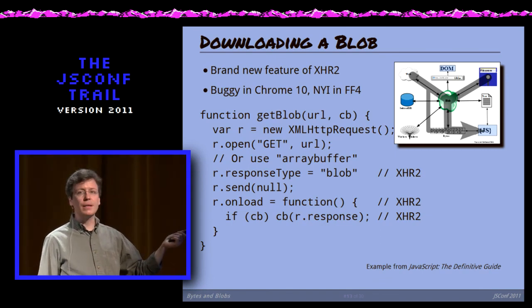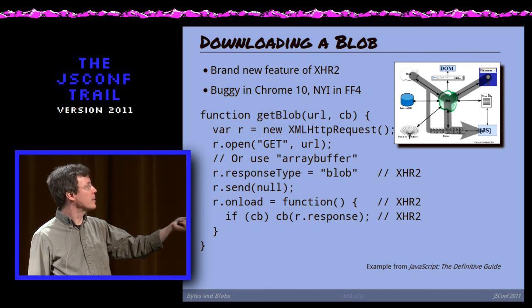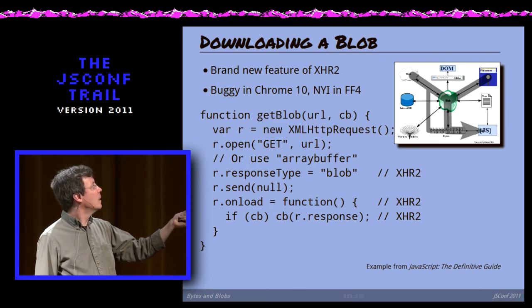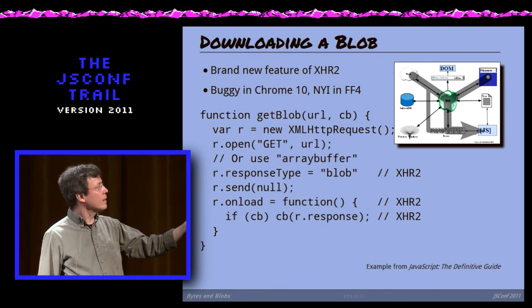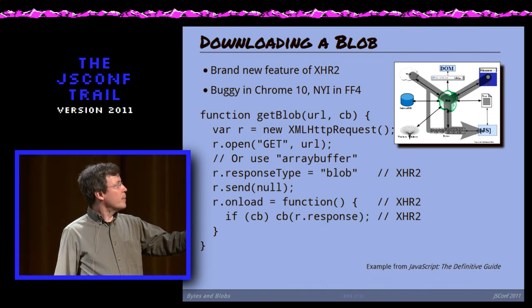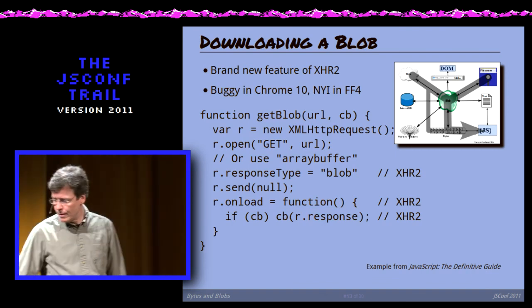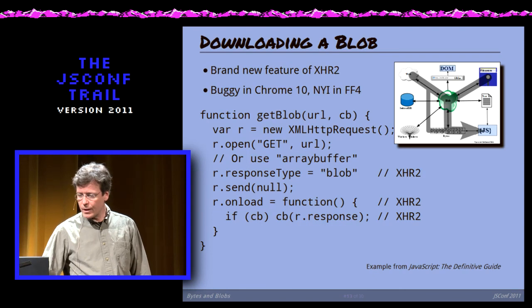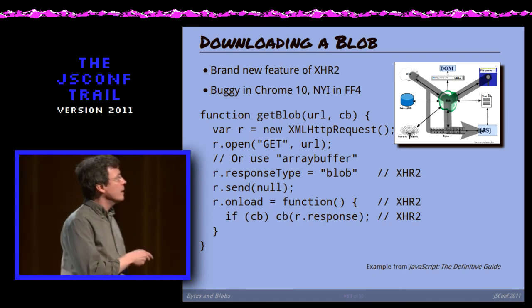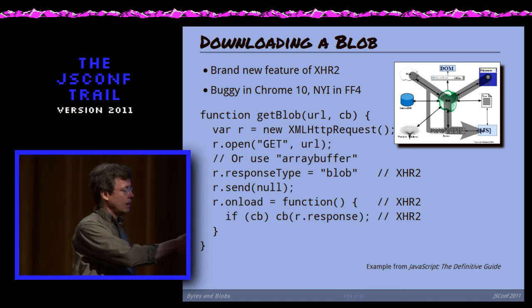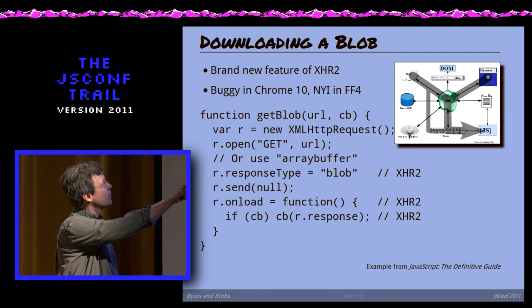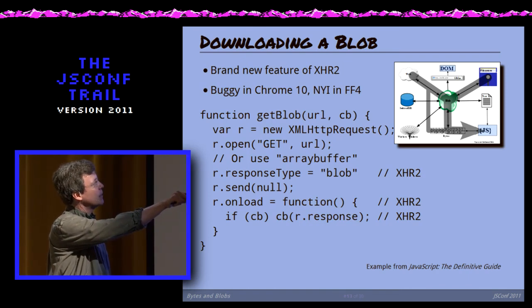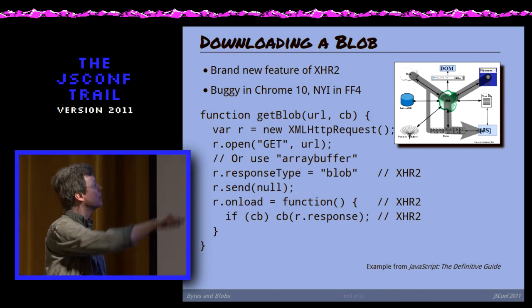Now, what's buggy about this in Chrome is that the blob type isn't implemented. In Chrome 12, they've got a bug filed on it, they know about it. You use array buffer instead, and that's this little side route here. You're going from the web directly, bypassing the blob, and we're getting down to this array buffer here. I'm going to talk about those soon.